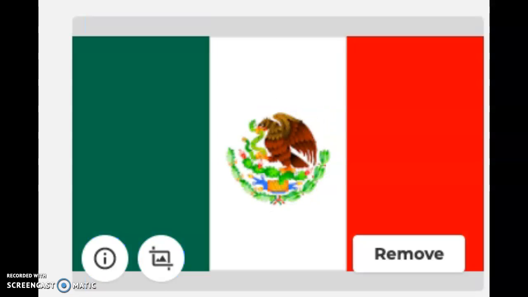My favorite flag, the flag of Mexico. You should know this flag because you've seen it a lot. Mexico is one of our closest neighbors, so you've probably seen this flag before. Awesome, the Mexican flag.